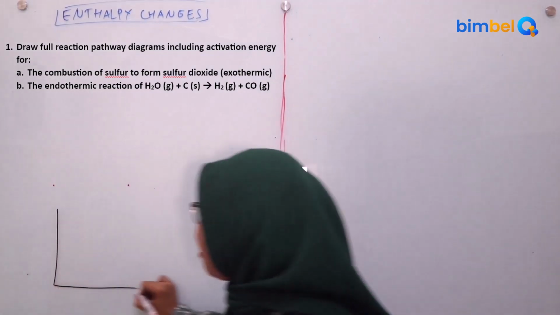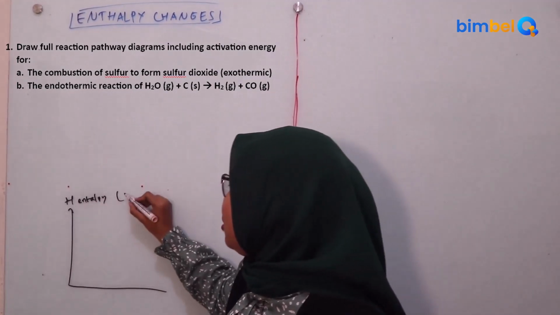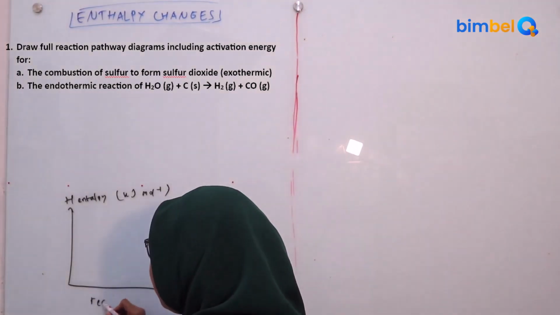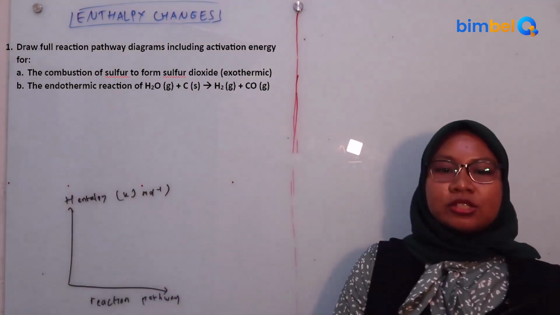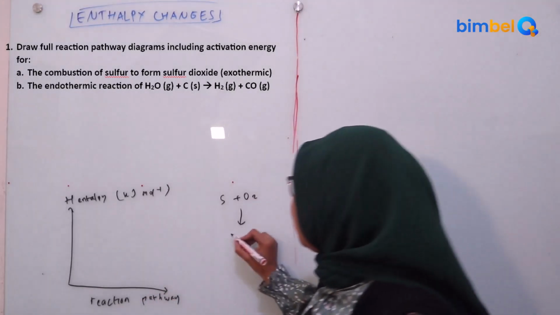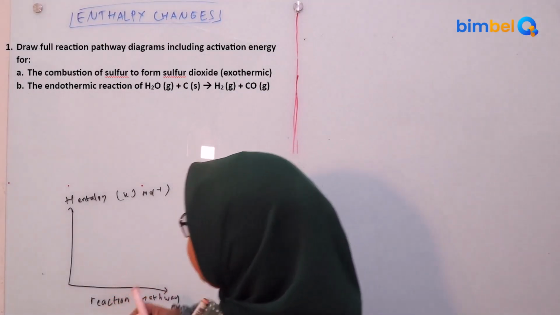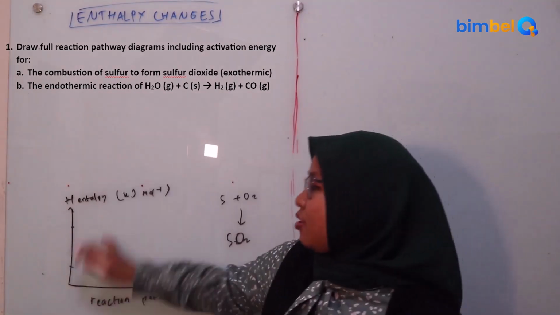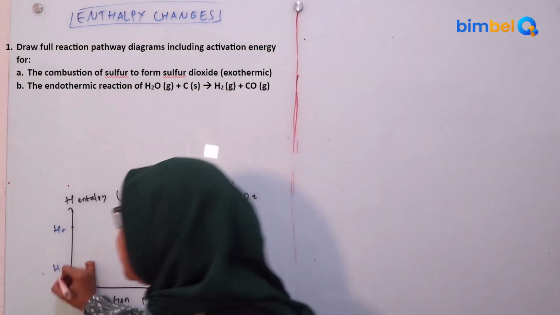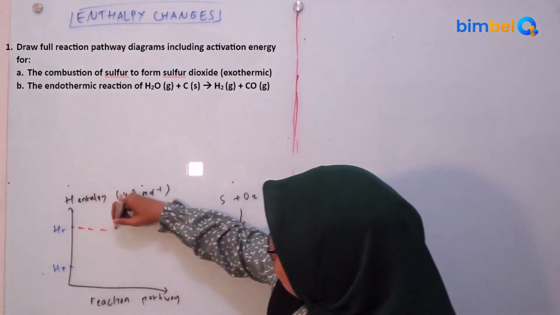Let's do it. Firstly, we need to draw this line, the y-axis, for the enthalpy, and don't forget the unit, kilojoule per mole. And then this x-axis is for the reaction pathway. This is the reaction between sulfur and oxygen to form sulfur dioxide, SO2. And remember, this is an exothermic reaction, which means the reactants should be up here and the products should be down here. So this is the enthalpy for the reactants, I'm just going to write R, and this is the enthalpy for the products, P. We can make the dashed lines right here and right here.